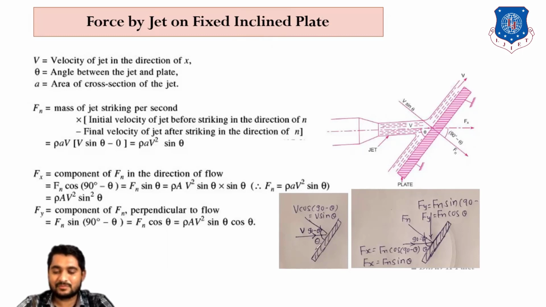This is a similar blade. Here the jet is coming with the velocity of v. This angle is theta. Look at it. So the inner angle will be 90 minus theta. So our nearer side will be v cos(90 minus theta). From mathematics, cos(90 minus theta) means sine theta, so it is equal to v sine theta. So basically this component will be v sine theta. Clear?